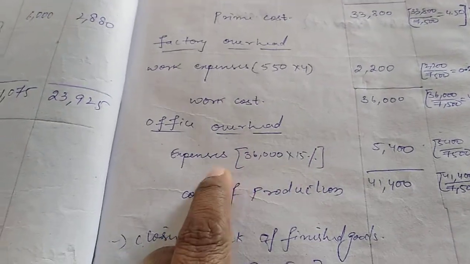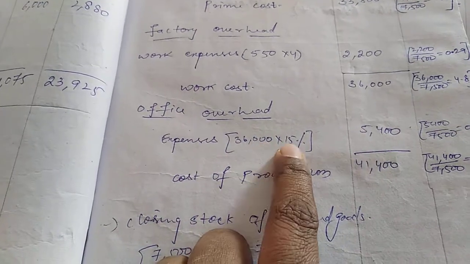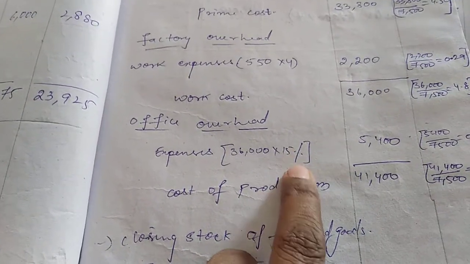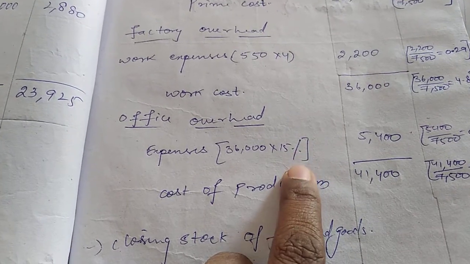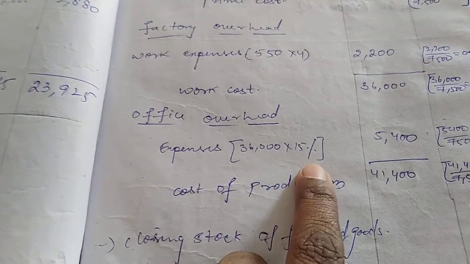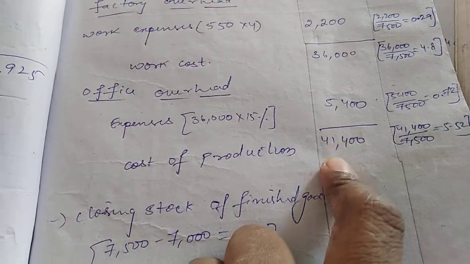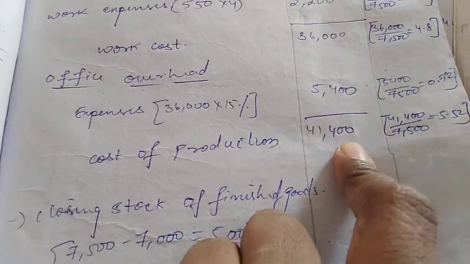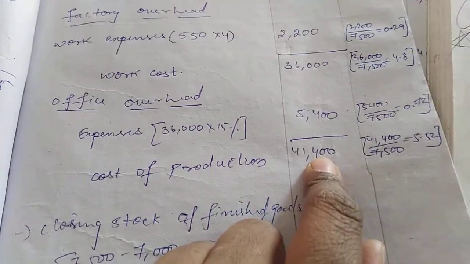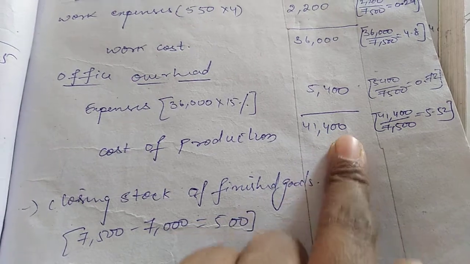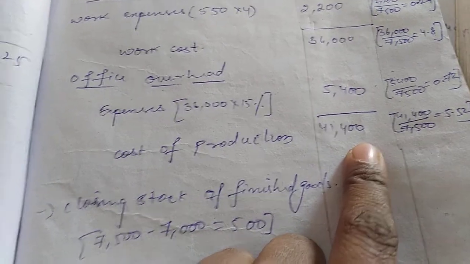Next, coming to the office overhead expenses: 36,000 into 15%, because he has given in the question 15% on work cost. Work cost is 36,000, and 15% of that is 5,400. Then work cost plus office expenses gives 41,400, which is the cost of production.